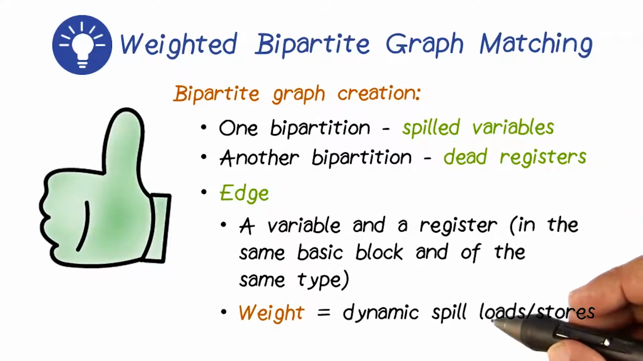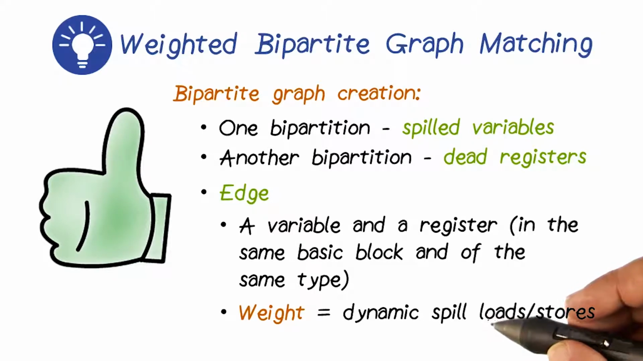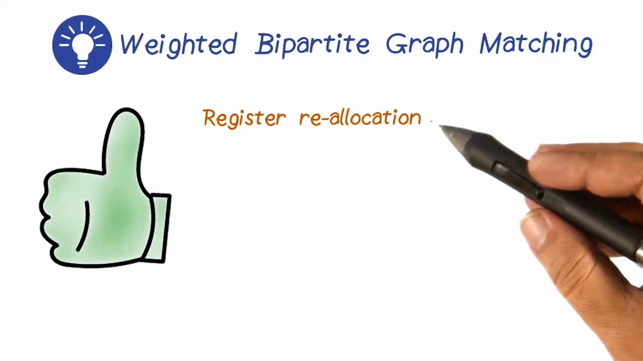Finally, we weigh these edges by putting a weight on it. And what is that weight? That weight is the number of dynamic spills that could be avoided. For example, there is a variable in a particular basic block, and we find a register for it. The execution frequency of that basic block will tell us how many dynamic loads will be avoided if we were to give a register to that variable. And so using this type of representation, we carry out the register reallocation.